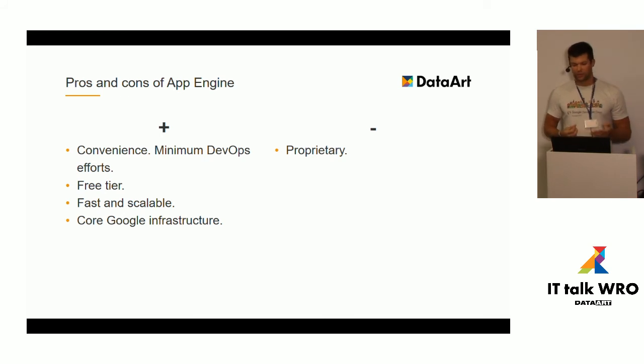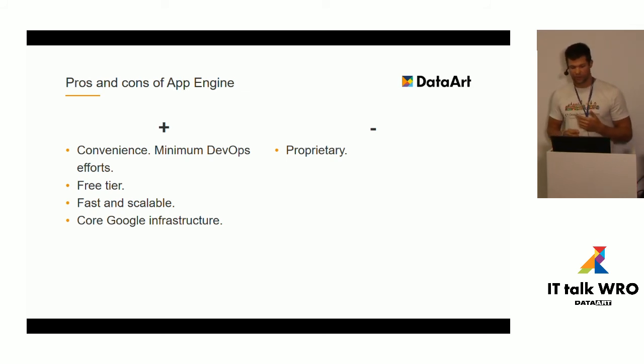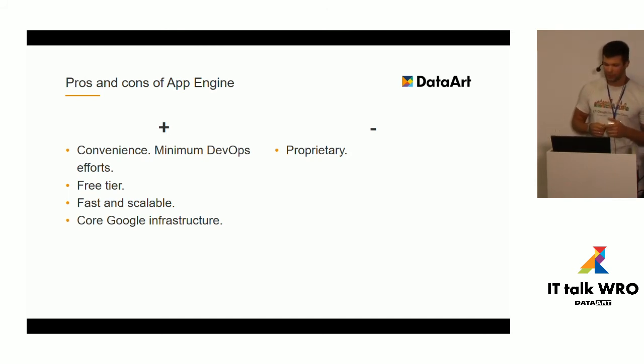And he answered that it's just impossible because so many internal tools are working on AppEngine that he is completely sure it doesn't happen. So it's core Google infrastructure. It's reliable, so you can use it, and you should not be afraid that it will be decommissioned.